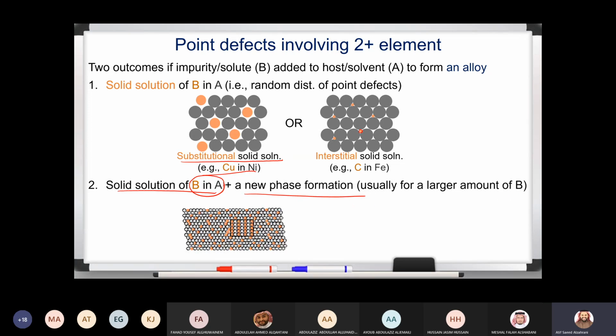Like in this example, we have solid solution in this region here, and in this region here we have new phase formation, and that new phase usually has a different crystal structure and different properties. Okay.